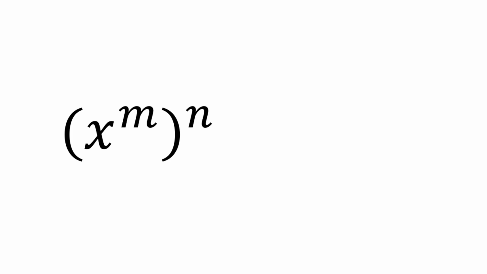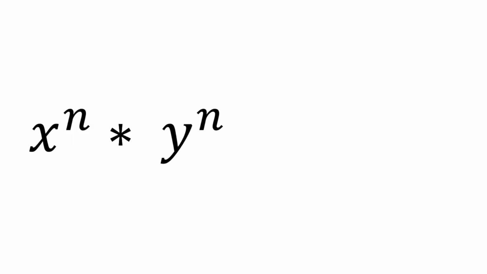Our sixth case is where we are given the power of a power. For example, x to the m quantity raised to the n can be rewritten as x to the m times n. Our seventh case is where we are given the product of two different bases to the same power.